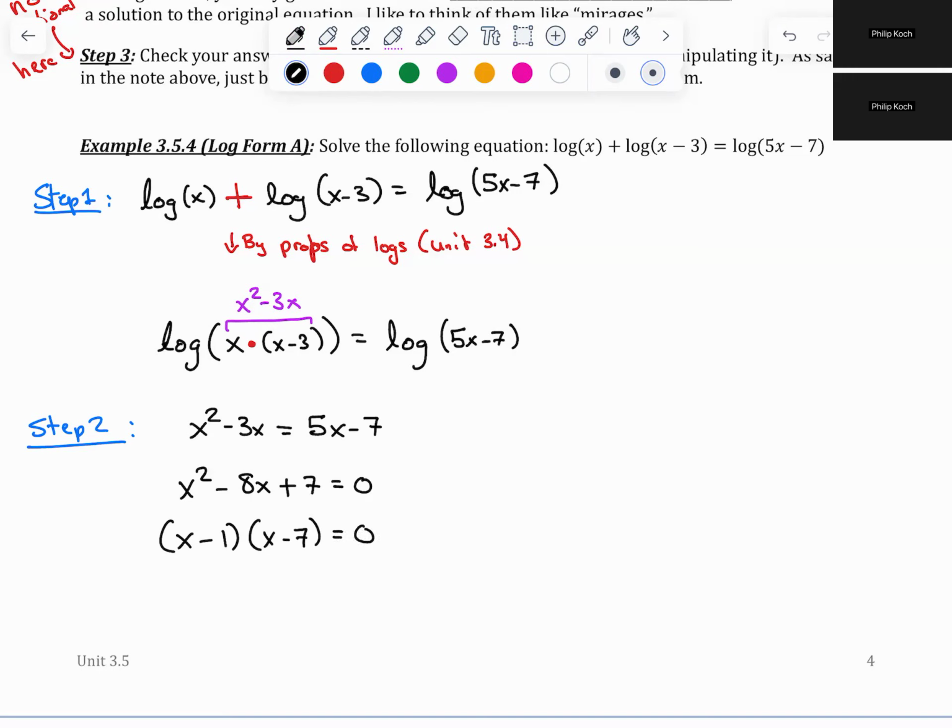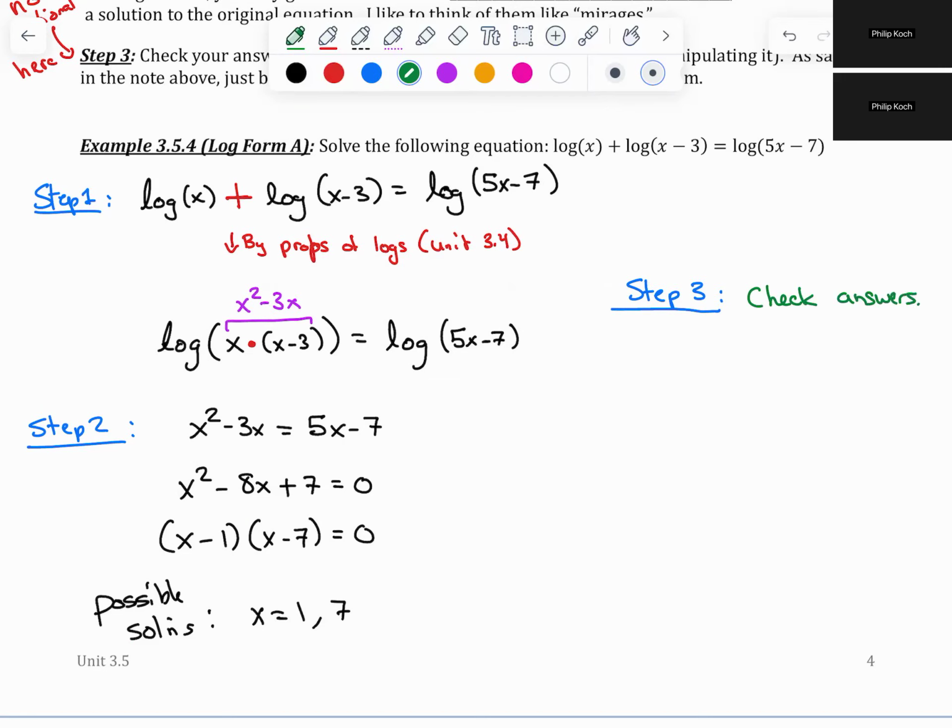If this type of problem shows up on an exam or on a quiz and you're not getting a nice factorable thing, it's a good indication that a little error was probably made. So then that means that the possible solutions are x equals 1 and 7. So step 3 is to check our work, check answers.